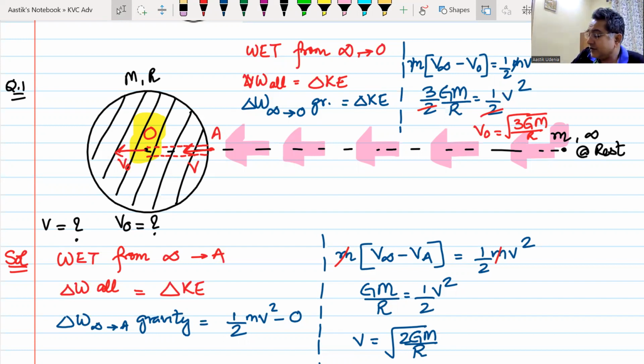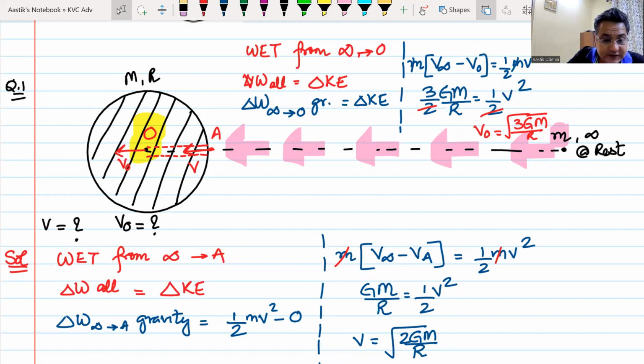So remember this. Both the questions are similar. Even that question could have been done with the same concept. Instead of applying the work energy theorem, I could have applied the law of conservation of mechanical energy. Do we understand this? Yes or no?